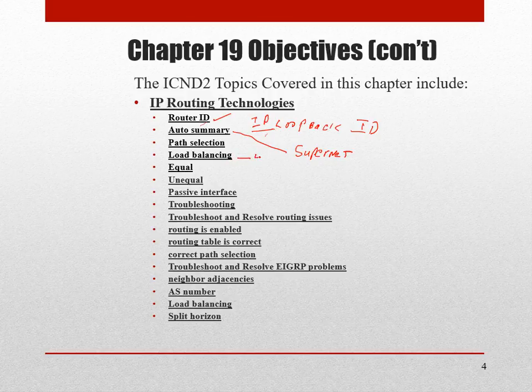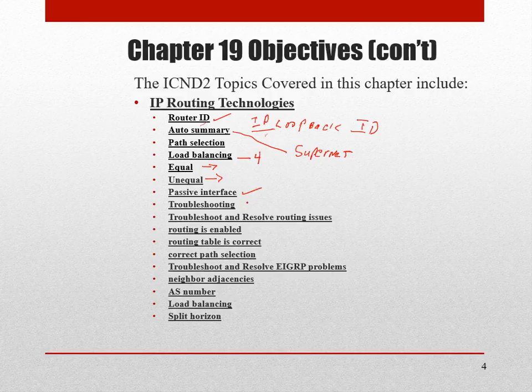Load balancing, we can load balance across 4 equal routes on this thing. So once you get out, you can have 4 different interfaces that go out. Equal and unequal, it can do either of those. By default, it'll do equal load balancing, and if you don't configure it and you have unequal paths, it won't use both of them.